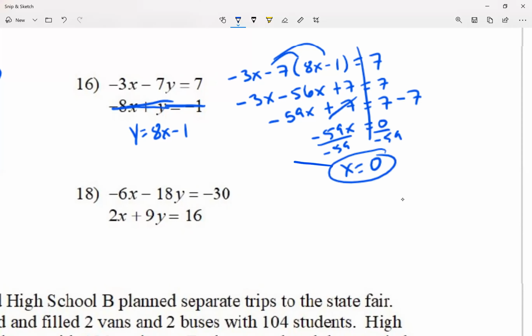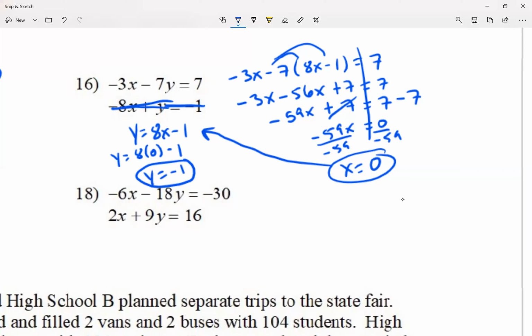To solve for the value of y, I'm going to use this. So I'm going to say y is equal to 8 times 0 minus 1. I know 8 times 0 is 0, minus 1. I'm going to get y is equal to negative 1.